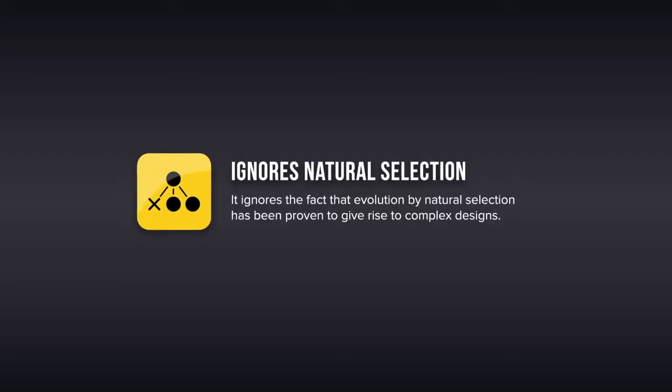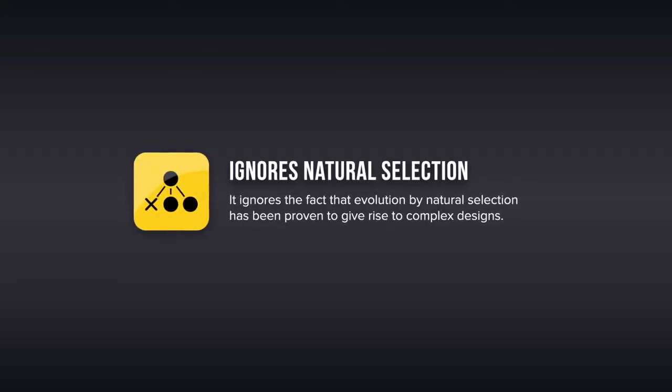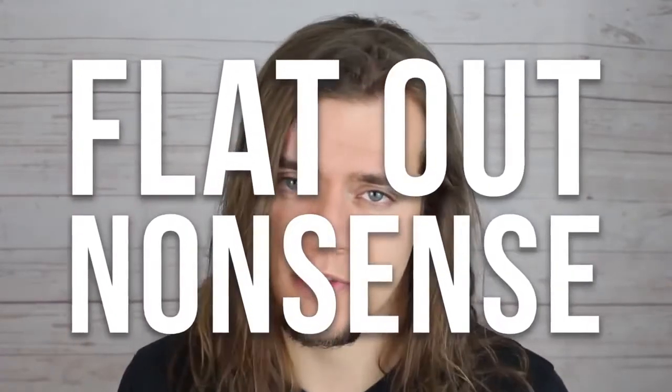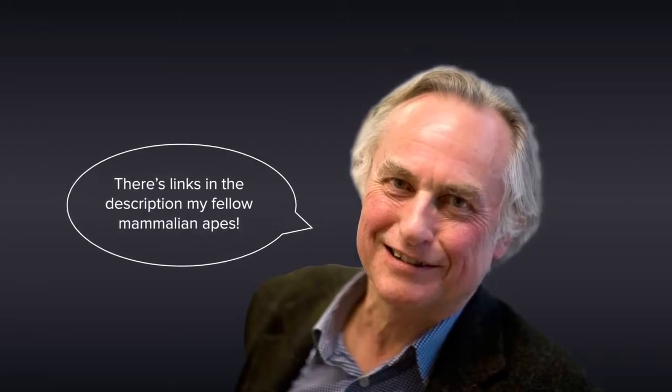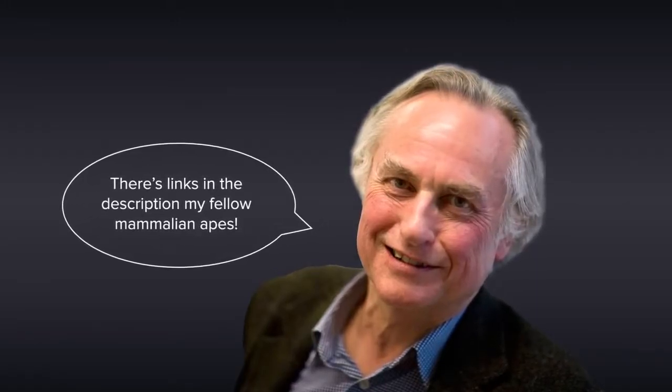Like the vast majority of intelligent design arguments, it ignores and or misrepresents evolution by natural selection. Behe's assertion that natural selection cannot account for certain biological systems is flat out nonsense. If we take the eye alone, which is arguably the poster boy for irreducible complexity, we actually know a great deal about its evolution. If you're seriously interested in learning how the eye evolved, I've put a few links in the description to some of Dawkins' work, but for what it's worth, here's a brief synopsis.